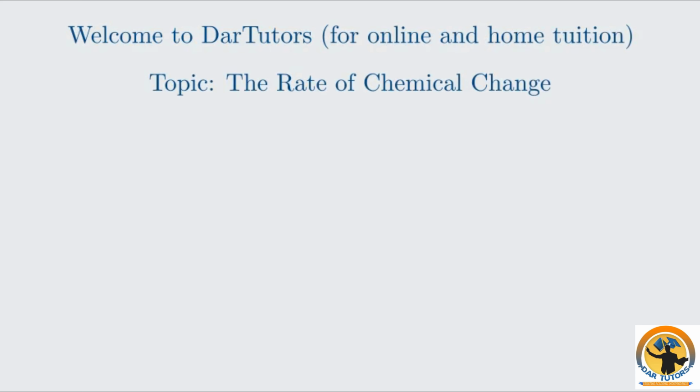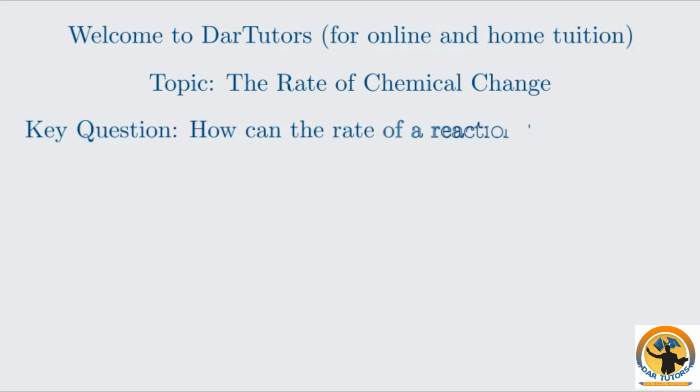This topic is a cornerstone of the IB Chemistry Higher Level curriculum. And by the end of this video, you will be able to explain the factors that influence reaction rates, analyze kinetic data, and understand the mechanisms behind chemical reactions. The central question we will address is, how can the rate of a reaction be controlled?